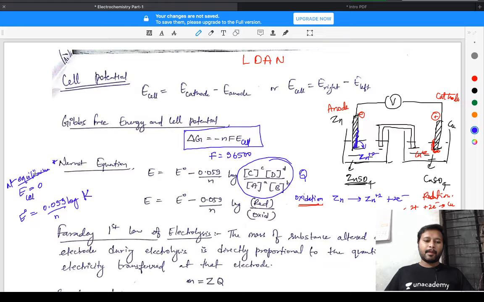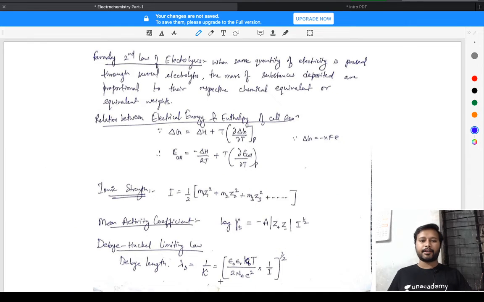Okay, the next one is Faraday's first law of electrolysis. What it says is that the mass of substance altered at any electrode during electrolysis is directly proportional to the quantity of electricity transferred to that particular electrode. So how much will get deposited at a particular electrode will be directly proportional to the quantity of electricity that has been transferred to that electrode. So m equals Z into Q. Z is the electrochemical equivalent, and Q over here is the charge in coulombs, which will be calculated from the current value.